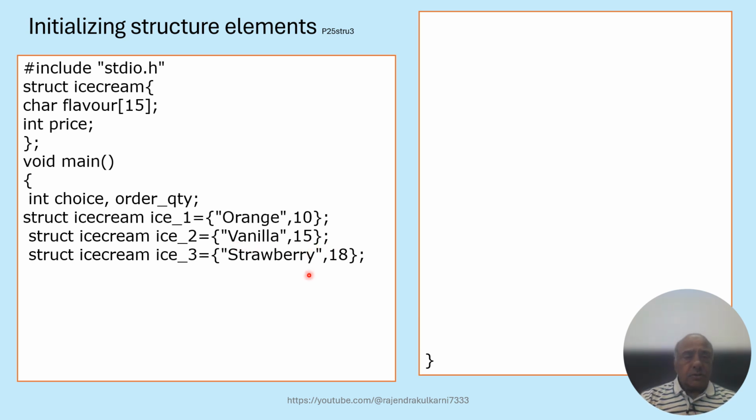Another variable of struct ice cream is ice_2, vanilla comma 15, both within the braces, and then there is a semicolon. Third variable is ice_3, into the braces strawberry comma 18. So what we intend to do with these structure variables ice1, ice2, ice3 is first declare those structure variables and initialize them with the data which we want to initialize those with.